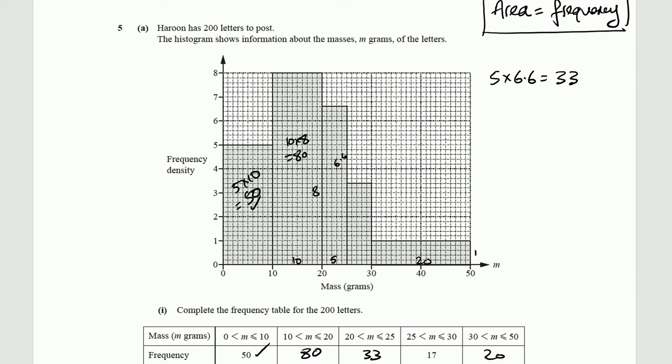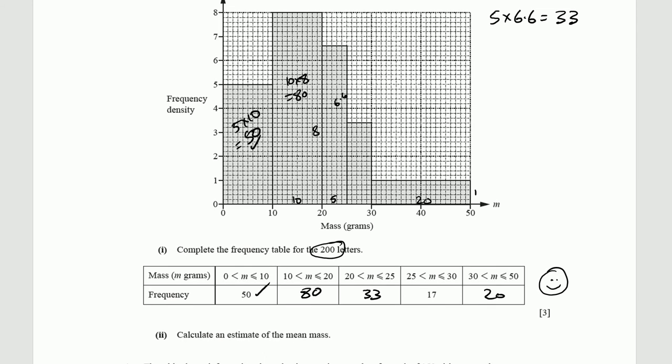Now to check that I've done this correctly, I could check that all my frequencies here add up to 200. 50 plus 80 plus 20, well that all makes 150. And then these two together make another 50, so that adds up to 200, so I'm pretty sure I got that right.